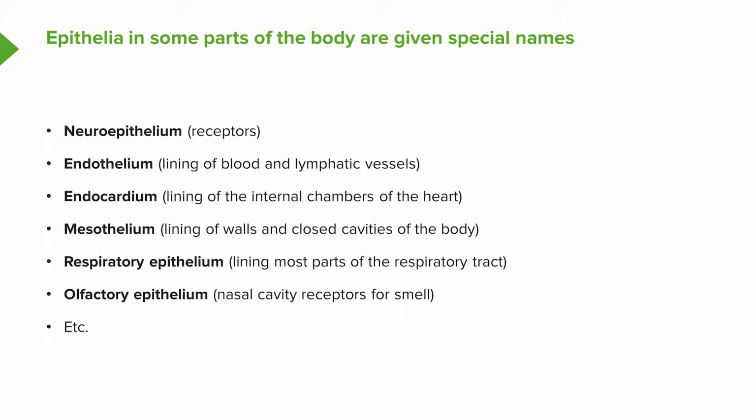Well, epithelia in some parts of the body at least are given special names. I'm not going to go through all the names here. You can read through these names, but the main important point is that sometimes you'll come across terms like endocardium or endothelium or respiratory tract epithelium or mesothelium or olfactory epithelium. They relate to very special names we give to epithelia in certain parts of the body. And we'll come across these special names in later lectures.